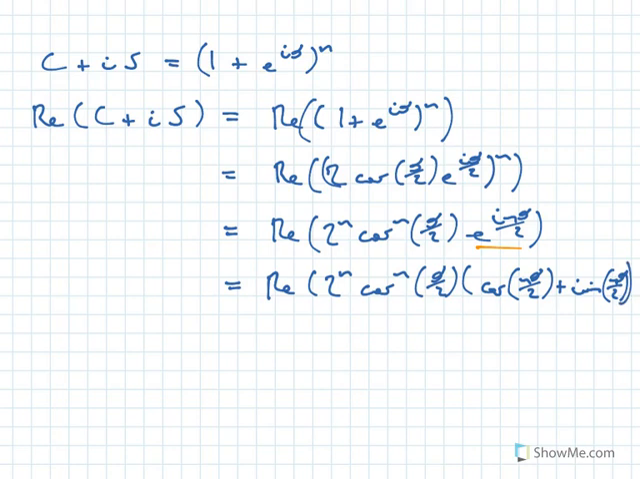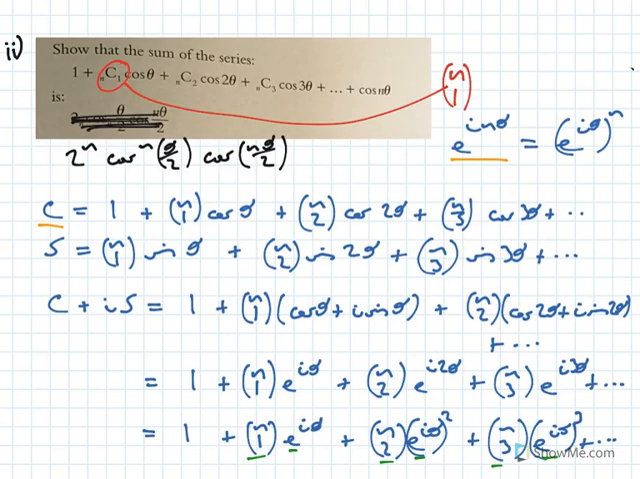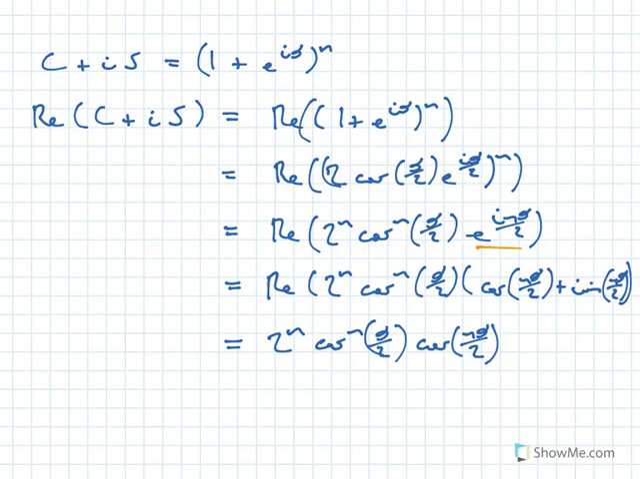If I expanded this bracket out and just took the real part, that would give me 2 to the n cos to the n theta over 2 cos n theta over 2. And that's exactly what I wanted, I think. Yes, it was. Yep, good.